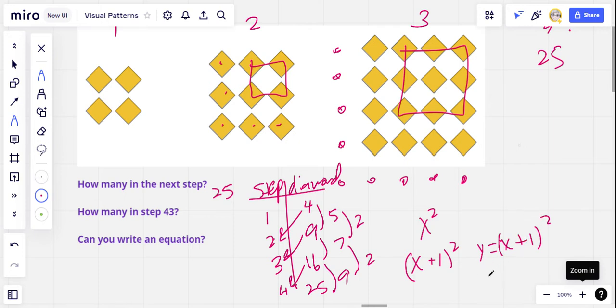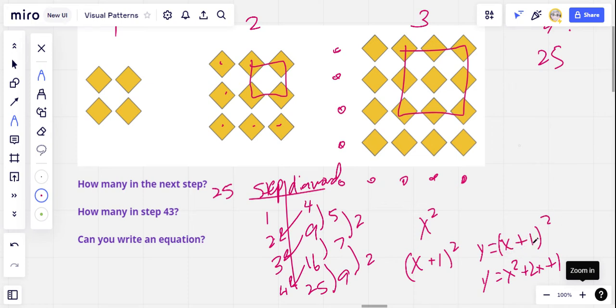You could FOIL this out if you want to. This would be y equals x squared plus 2x plus 1. I don't think that way of writing the equation gives you any extra information. In fact, I like the first one better because it shows you're adding 1 to the step number before you square it. So I like this.